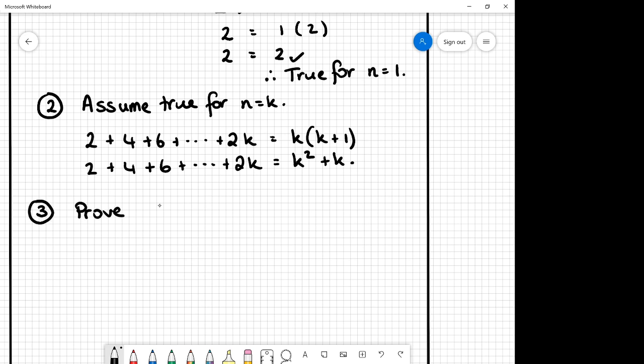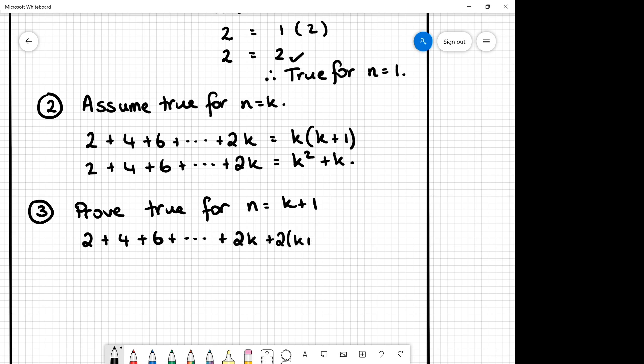Step 3 is that we're going to prove it's true for n equals k plus 1. So this is 2 plus 4 plus 6 plus all the way up to 2k plus 2 bracket k plus 1 is equal to k plus 1 multiplied by k plus 1 plus 1. Now a lot of the time with these, we need to make some kind of connection between step 2 and what we have here in step 3.